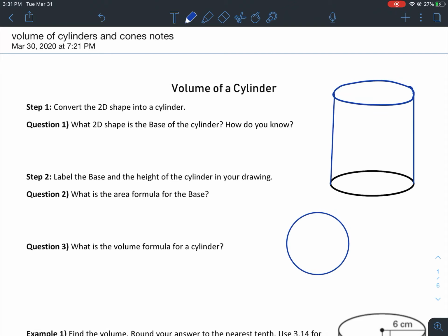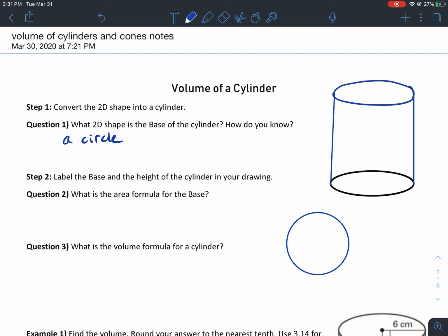So it says, what 2D shape is the base of a cylinder, and how do you know? So if we look directly at the top or the bottom of a cylinder, we know that we see a circle. And really what they mean by the base in this case is we're taking the base and we're just stretching it up.